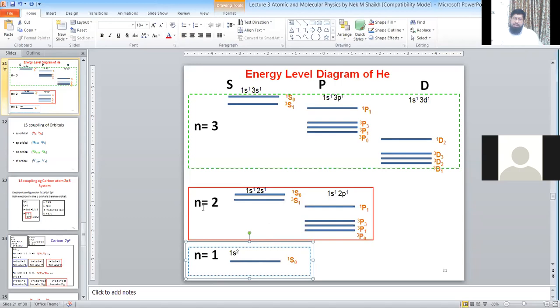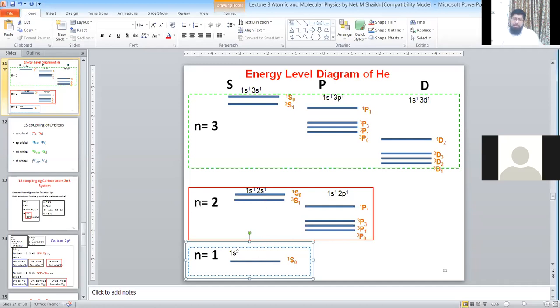Now come to n equal to 2. In n equal to 2, if the electron is in the s orbital, then these are the two possible values. The first electron is 1s1, the second electron is 2s1. The possible term values are 3S1 and 1S0, because both levels are possible according to the Pauli exclusion principle, as all four quantum numbers are not the same here. One electron is in the lower state and the other electron is in the n equal to 2 state. Both are s orbitals, but both levels are possible because the principal quantum number n is different, even though the orbital is the same.